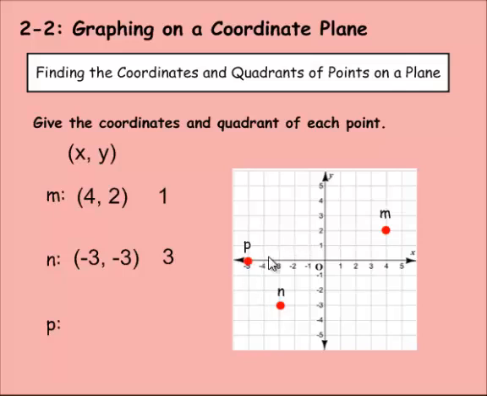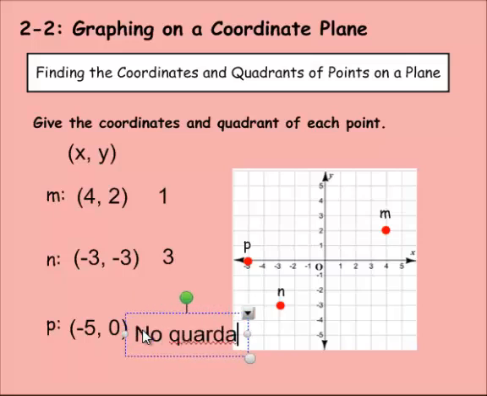Here we have P. This letter is an interesting one. We have -1, -2, -3, -4, -5 for x, but it's on the 0 for y. See, that's on the axis. So it's not up or down at all. So you would say -5 for x and 0 for y. Is it in a quadrant? It's not actually. It has to be above 0 or below 0 to be in a quadrant. So you would say no quadrant on this one.